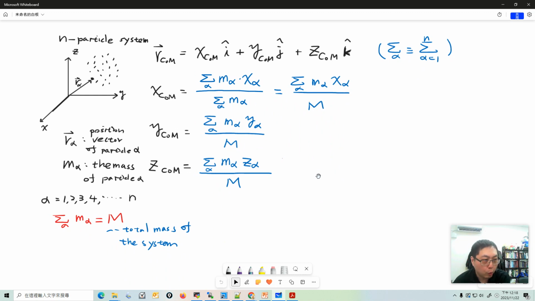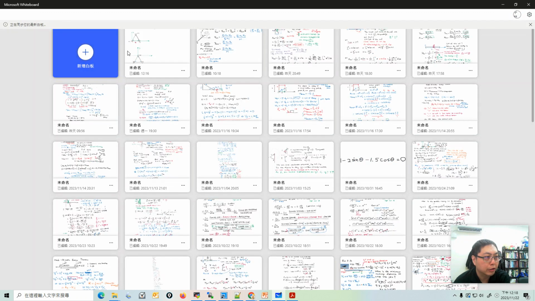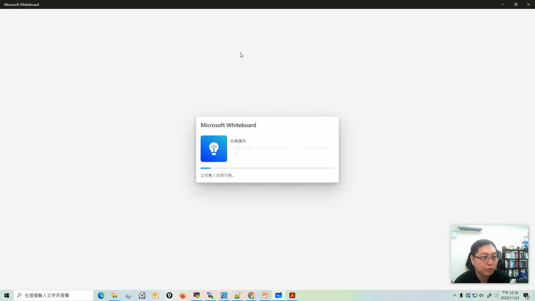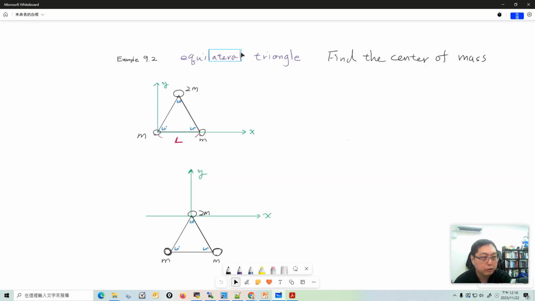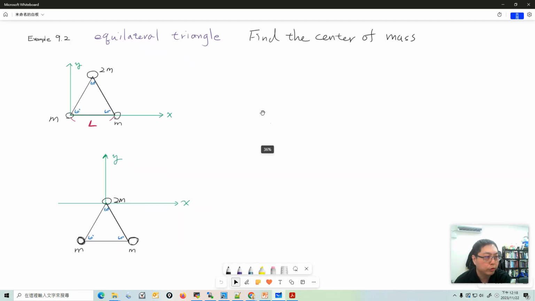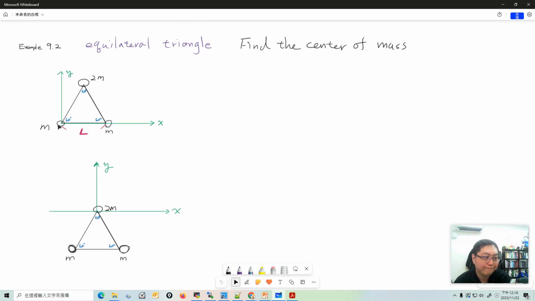Because the center of mass you cannot see, that's why I need to calculate it. So this is example 9.2. Three masses are connected by three rods, and the rods we can ignore their mass. They are massless rods.